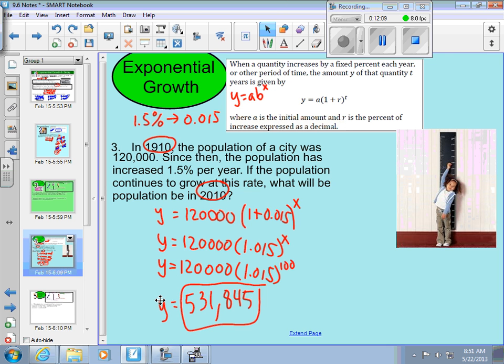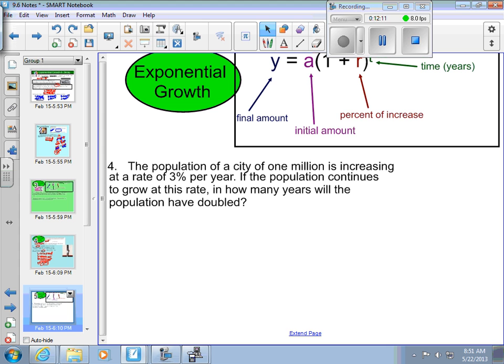Now again, you can solve these problems too if you solve backwards and they give you different information. Let's look at number 4. Number 4 says the population of a city of 1 million is increasing at a rate of 3% each year. If the population continues to grow at this rate, how many years will it take the population to double? All right, so on this problem, we have our initial value is 1 million. Our rate increase is 3%, so we have 1 plus 3% as a decimal, 0.03. How many years? We don't know what x is, but we want to know how long till the population doubles.